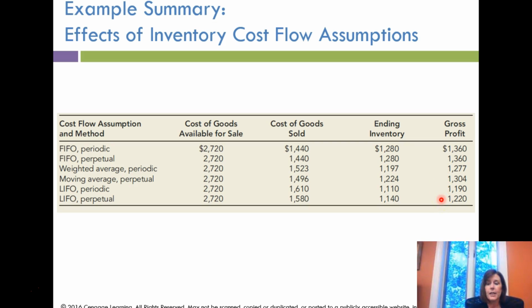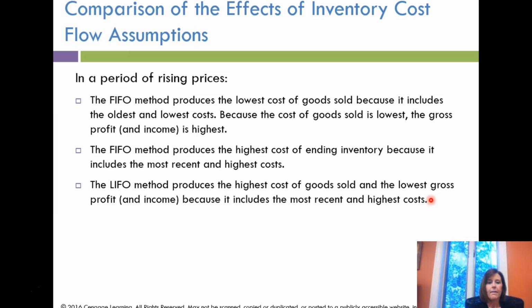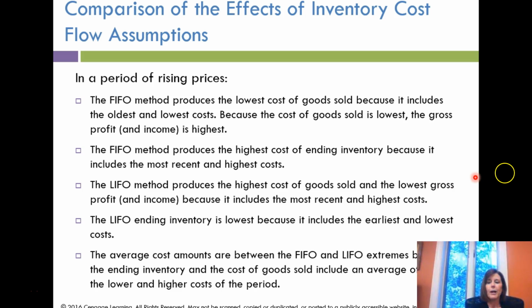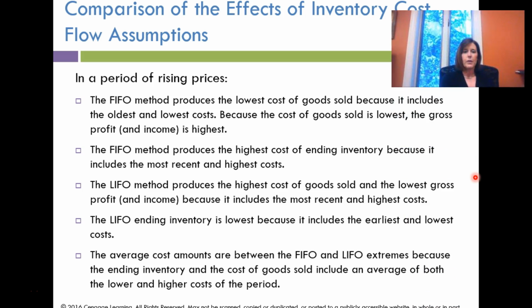And so you can see that our highest is the FIFO using the periodic method, and our lowest is the LIFO using the perpetual method. So we'll talk about in a second some of the decision factors that will go into why you might choose one of these methods over the other. Talk about it more in a minute, but I'm going to finish up this video with this slide, and I'll move this up here.